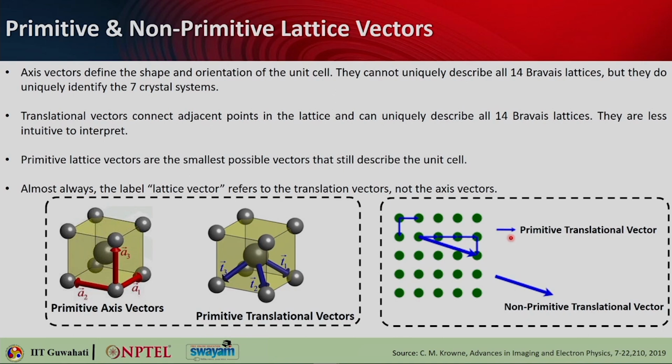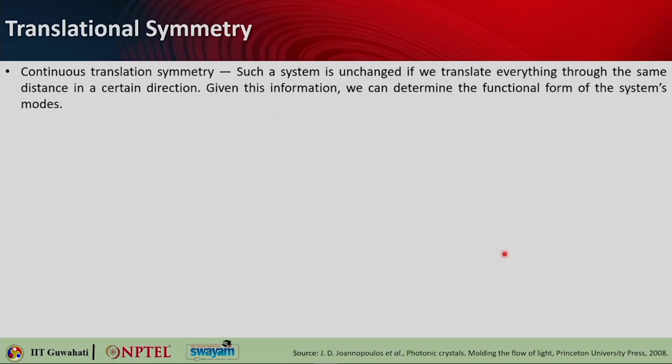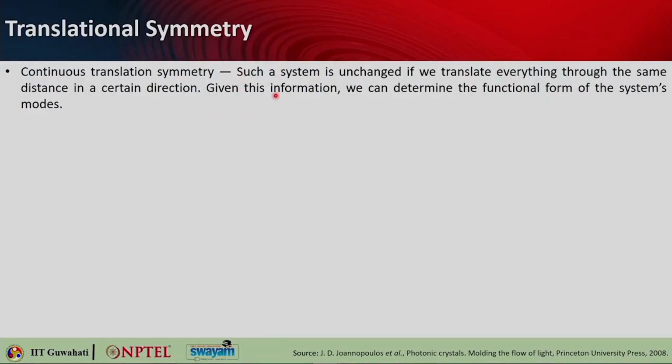Okay, so this is the primitive translational vector, as you can see here, but this one is not the primitive one. So it's a non-primitive translational vector. Now let's look into the translational symmetry. Continuous translational symmetry can be observed in such a system where it is unchanged if we translate everything through the same distance in a certain direction.